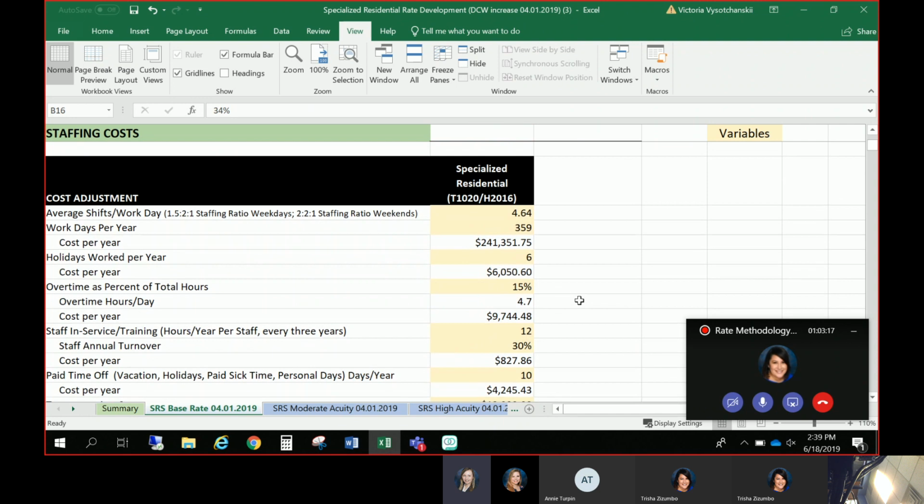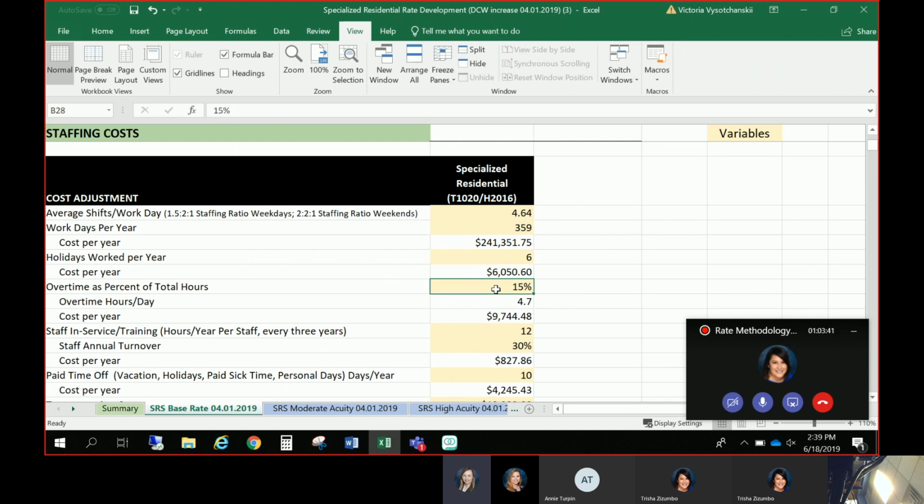Moving down the list, we've got here work days per year at 359. The reason for that is because 359 days are paid at a regular wage. However, holidays, 6 holidays per year, are normally paid at time and a half. So we did take that cost into consideration.